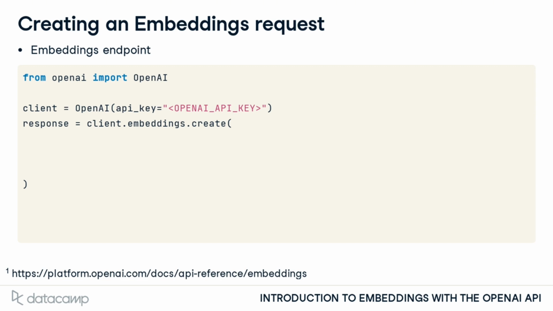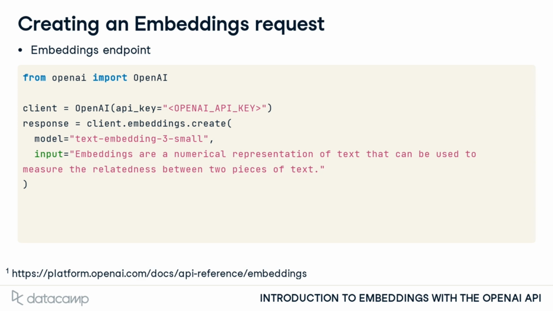An OpenAI embeddings model can be specified with the model argument, and the text to embed is passed to the input argument. We are specifying the input here as a text string, but the argument also accepts a list of strings. Finally, we'll call the model_dump method on the response to convert it into a dictionary, which is easier to work with, and print the result.